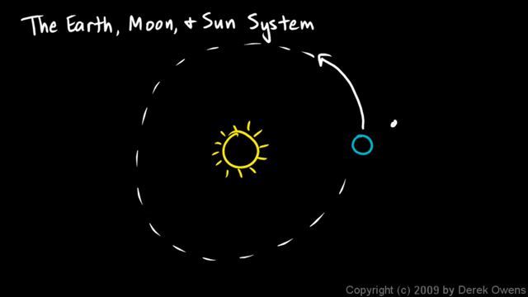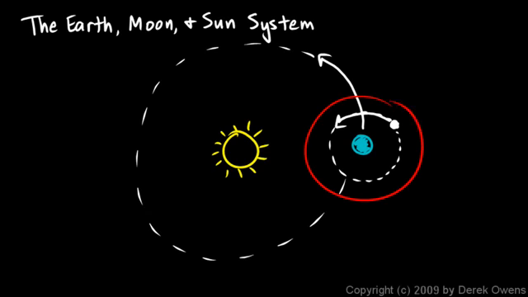And then the Moon, Earth's moon, is orbiting around the Earth. And what diagrams like this capture is that the Earth orbits the Sun, and then the Moon orbits the Earth. And so what actually happens is the Earth-Moon system itself is going around the Sun.